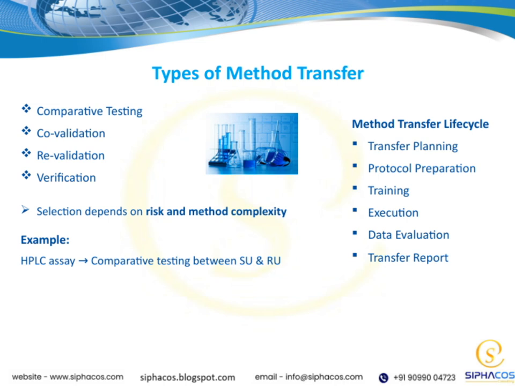When it comes to the types of method transfer, there are several approaches to consider. Comparative testing involves direct comparison between the original and transferred methods, like comparing HPLC assays between the sending and receiving units. Co-validation is used when the method is transferred between labs or teams to confirm consistency. Revalidation may be necessary if the method parameters change significantly, ensuring ongoing reliability. Verification is another option, often used for routine checks or smaller adjustments.